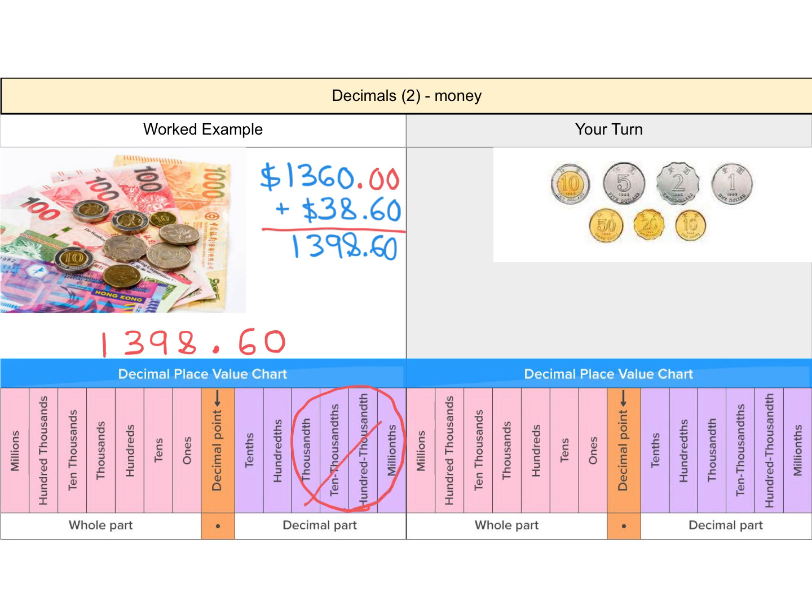And when I write it on the decimal place value chart, one thing to notice is that with money, I will never use anything past the hundredths place. So I might use the tenths and the hundredths if I've got change, or if I've only got bills, then I will just stay to the left of the decimal point. Now your turn. In this picture, we have a total of $18.80.